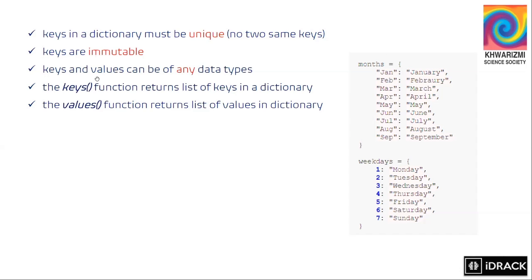Now there are two functions here, and then there's more functions that we'll be looking at in the remaining slides. So there's a keys function which returns a list of keys in a dictionary. So it would show you all the keys that are present. It won't give you the values, just the keys. And then there's the values function which returns a list of values. So it doesn't give you the keys, just the values.